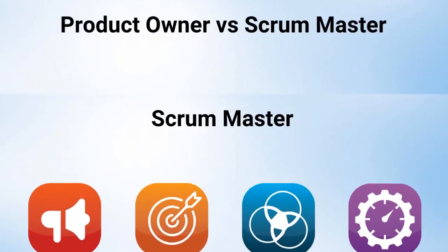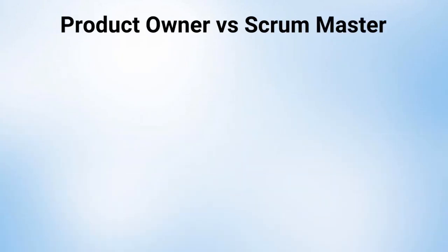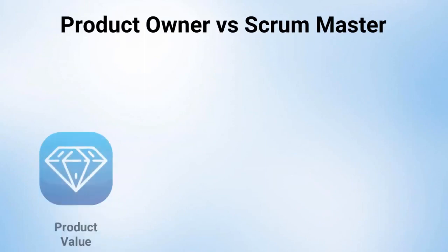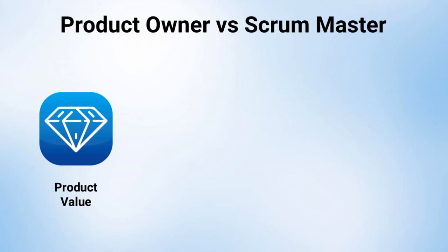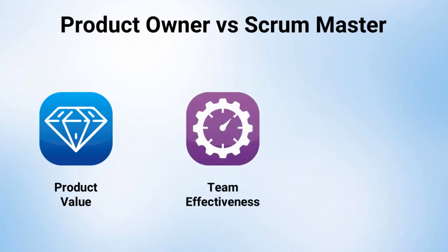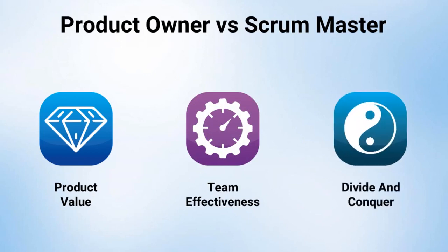This distinction of the product owner and Scrum Master roles should now be pretty clear. The product owner is responsible for the value of the product. The Scrum Master is primarily responsible for the effectiveness of the team. You can think of this as a divide and conquer approach because the work of the roles is so different. The separate roles lead to greater team success and sustainability.